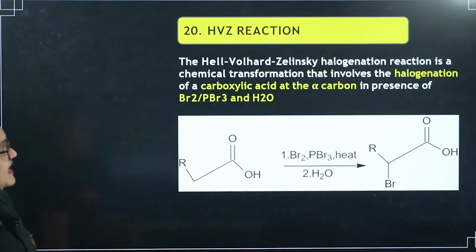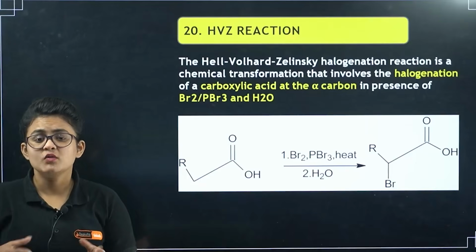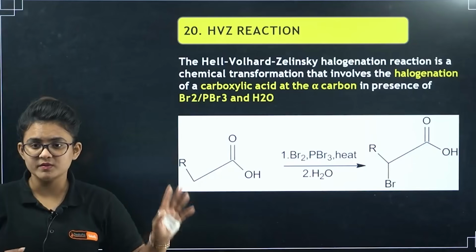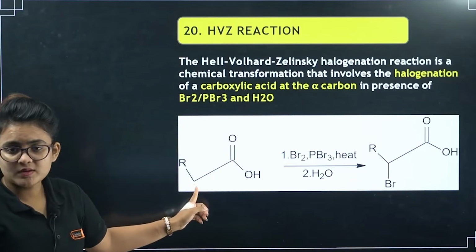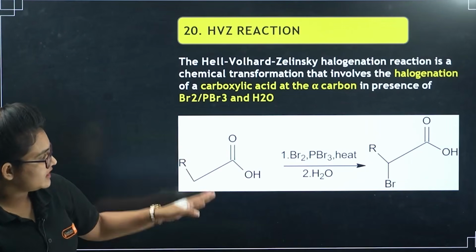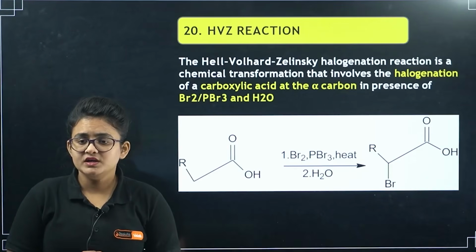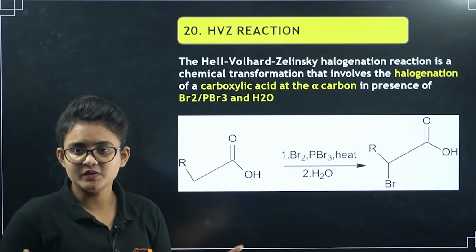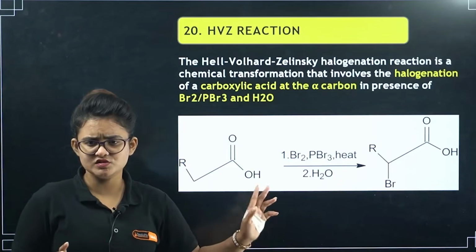Now here you can see that is the HVZ reaction, Hell-Volhard-Zelinsky. That is a kind of halogenation reaction, okay, where the halogenation will take place at the alpha position of the carbonyl of the carboxylic acid unit. Okay, so reagent you can give Br2, PBr3, heat and then H2O you can give, and you will get the alpha halo substituted carboxylic unit. Okay, so this is your HVZ reaction. Sometimes in the board they also ask this question, and the reagent also is very important.